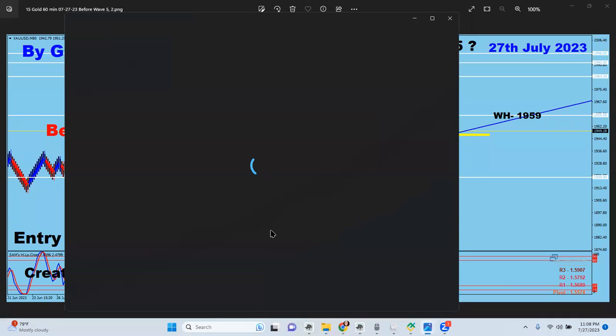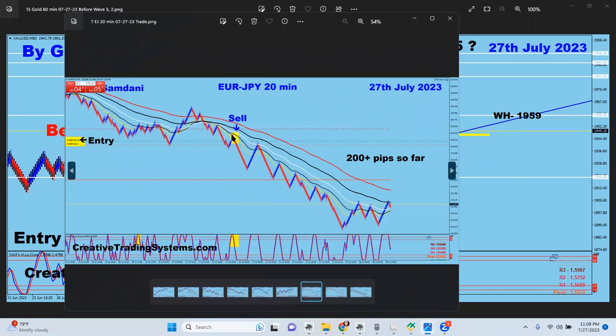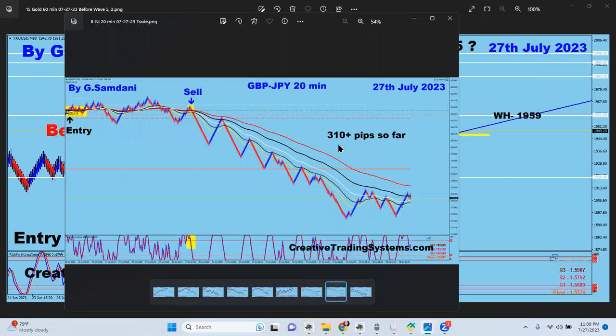I posted that EJ is making a short on the Telegram, so that EJ is 200 pips. That's my entry. This was an entry. This was an entry. This system gives you beautiful entries. And then GJ 310 pips, because of yen index dropping. Beautiful entry right there, right there, right there. All of these entries then taking to the downside.